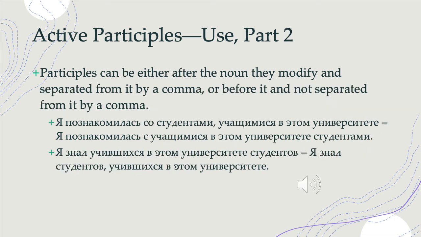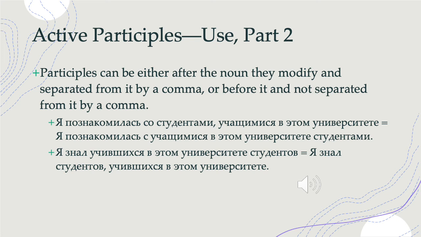And then, second of all, participles can be used either after the noun they modify, in which case they will be separated from it by a comma, or they can be used like any other adjective and placed before it, and they are not separated from it by a comma. So that might seem a little confusing. Let's look at some examples.